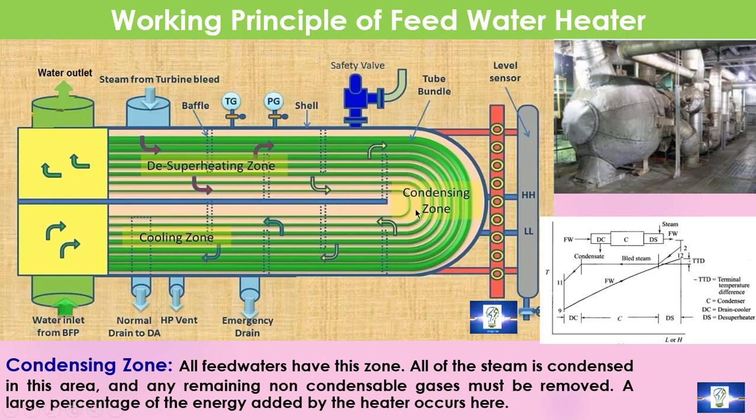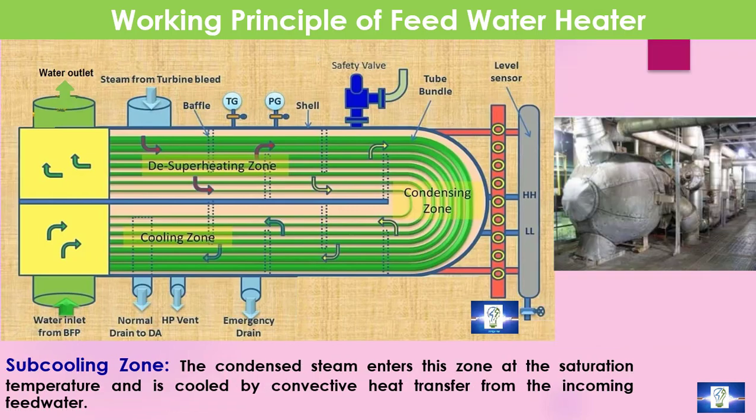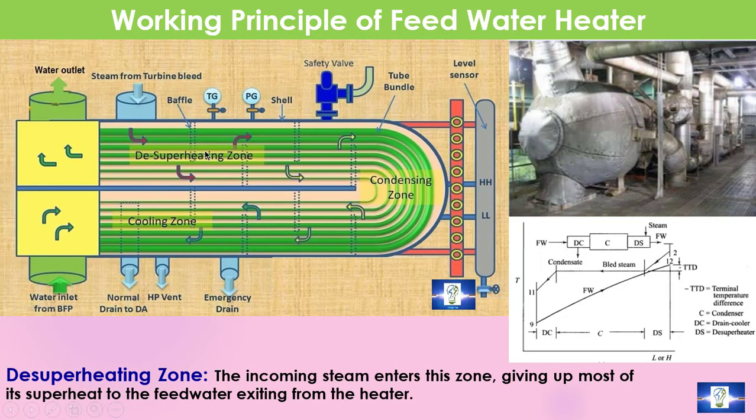In the condensing zone, a large percentage of the energy added by the heater occurs. Now coming to the subcooling zone. The condensed steam enters this zone at the saturation temperature and is cooled by convective heat transfer from the incoming feed water. Now coming to the desuperheating zone.